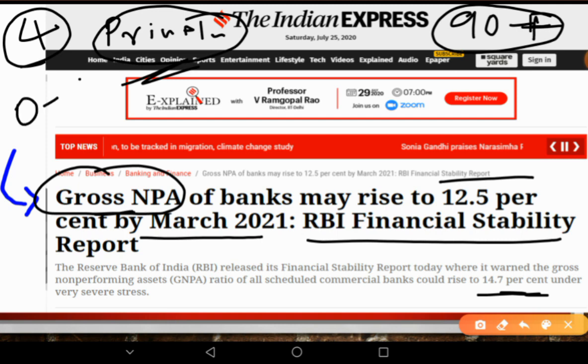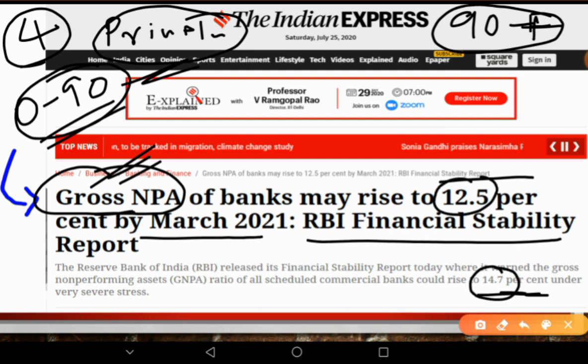Till 0 to 90 days, it doesn't reflect in the balance sheet. The officers and the credit department try to get the cash from the loan, from those people and industrialists, but if it doesn't happen, it's written off and it's known as gross NPA. So it may be 12.5% as well as 14.7% under very severe stress.